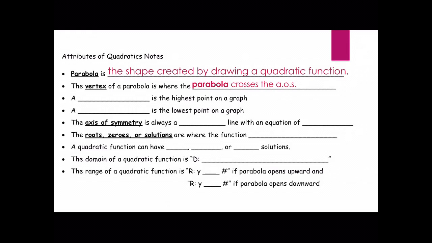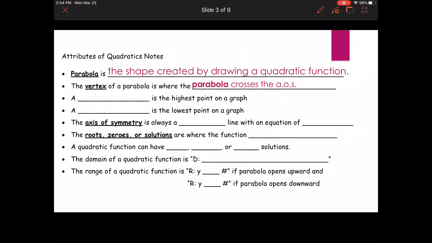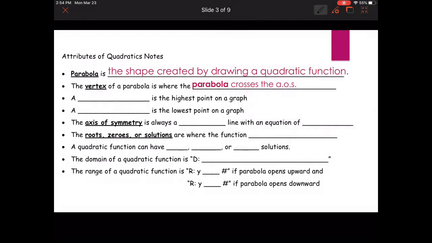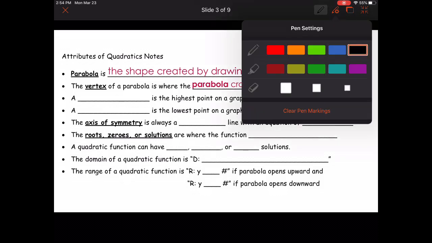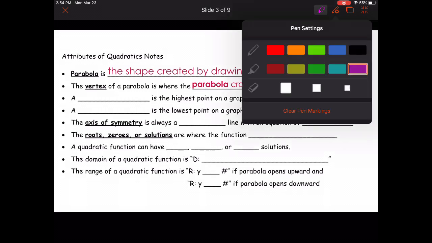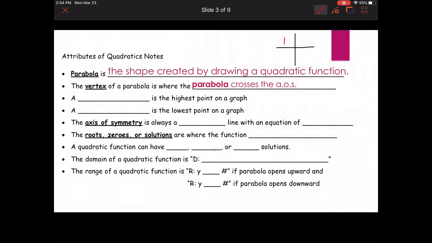And the vertex of a parabola is where the parabola crosses the AOS, or axis of symmetry. Now, if you remember the graphs that we had drawn, so here's my graph right here. A parabola looks kind of like a U shape with arrows, meaning it goes on infinitely in one direction or the other, or both directions rather.